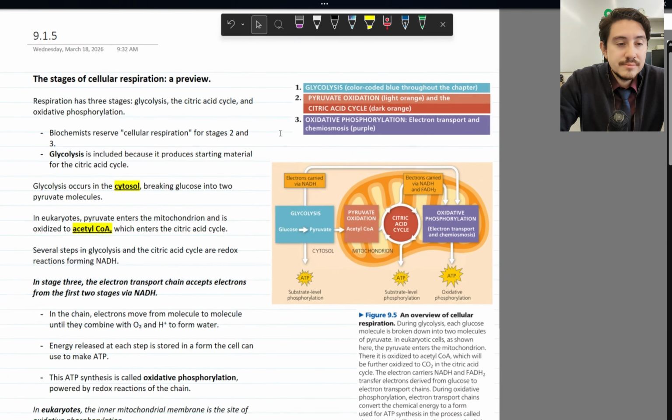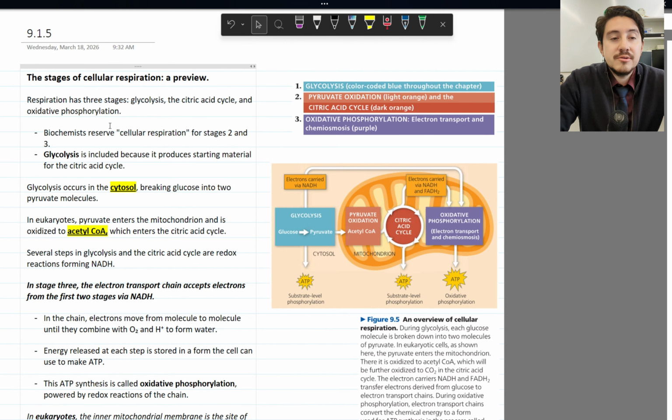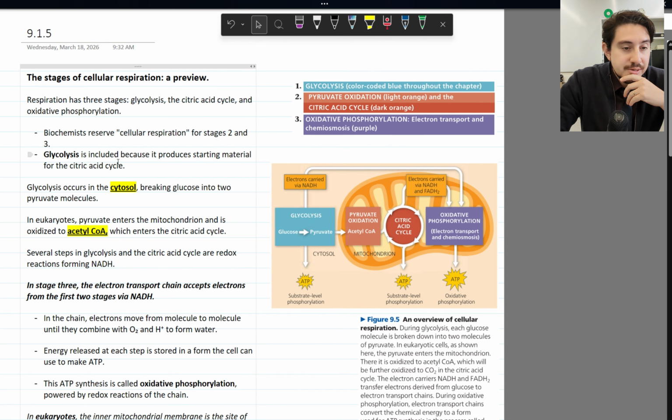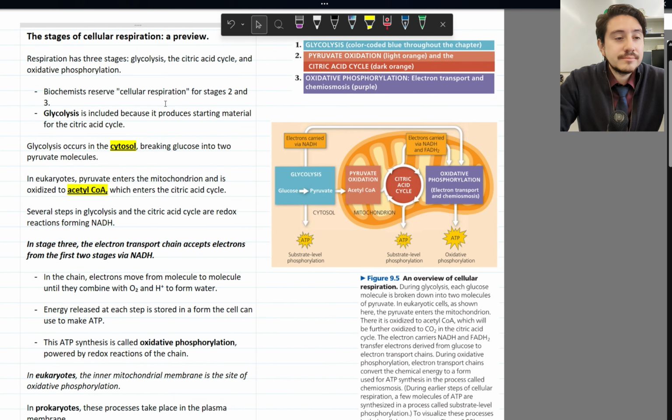Okay, let's go on to the next page here. So the stages now of cell respiration, getting into the idea of redox reactions and the electron transport chain, we now get into the concept of cell respiration. So it's broken down into three parts in general, right? Glycolysis, pyruvate oxidation and the citric acid cycle, and oxidative phosphorylation. There's three main stages, though.